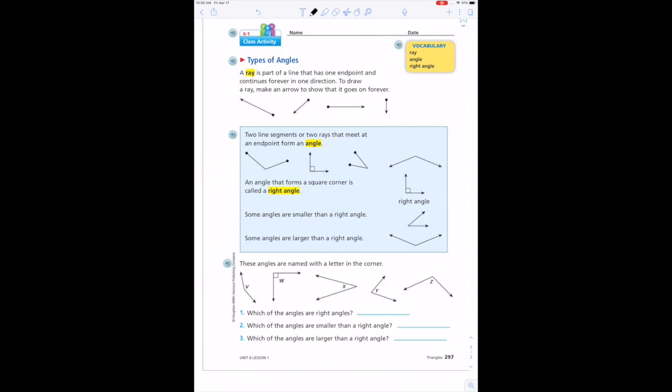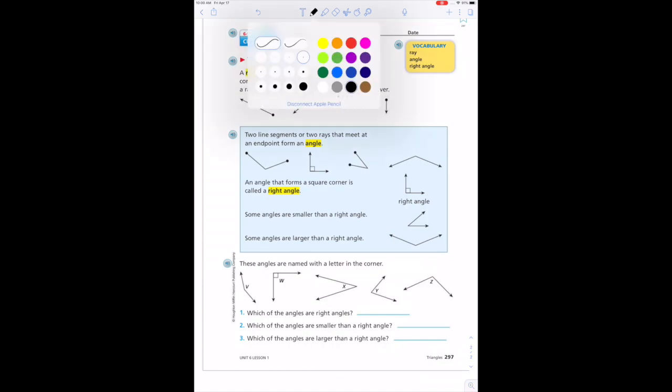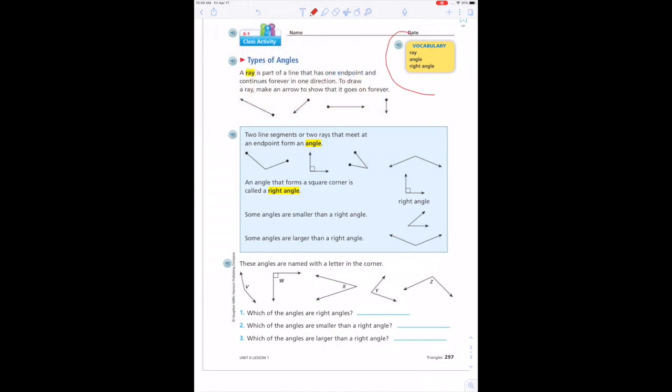So today we're going to talk about types of angles. Way up here in this corner, you're going to see a vocabulary set of words. The first thing we're going to do is talk about this word right here, and then we will get to the second set of words. If we look over here, we have what we call a ray.